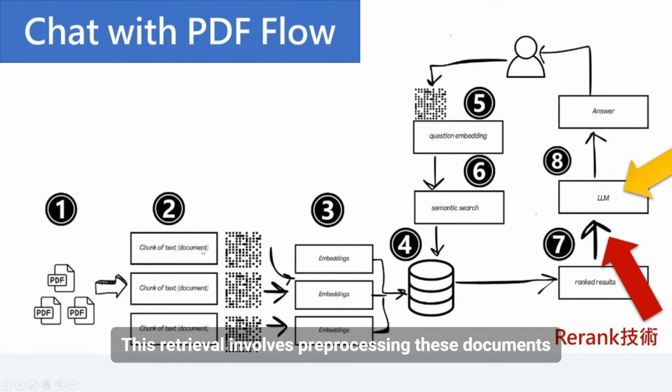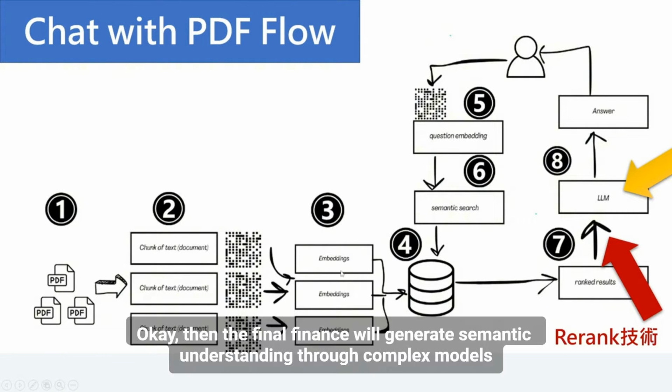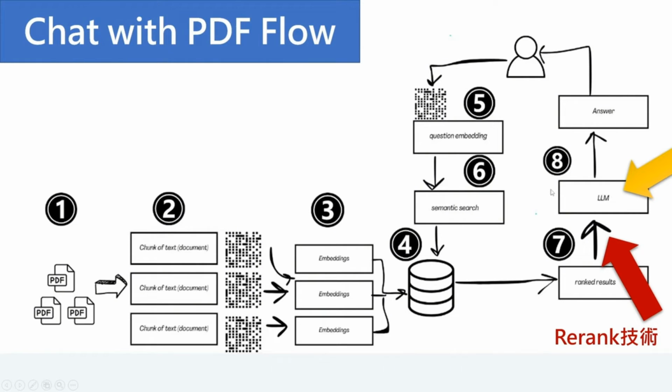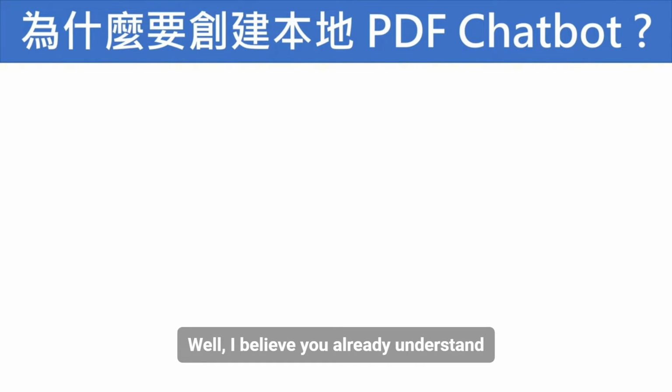Alright, what about them? This retrieval involves pre-processing these documents. It's also this part 1 and 2. Then the final stage will generate semantic understanding through the generative model, producing related content responses. Well, I believe you already understand.